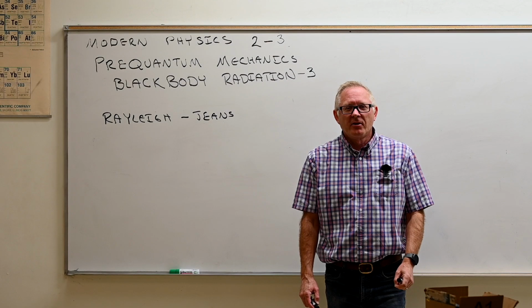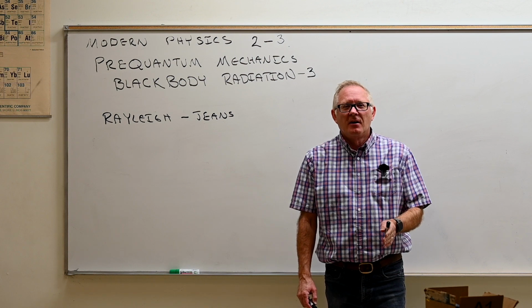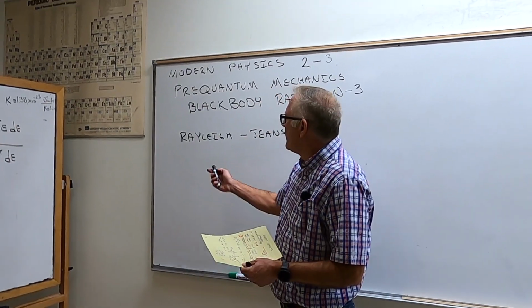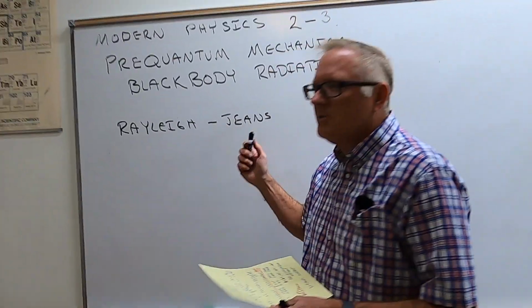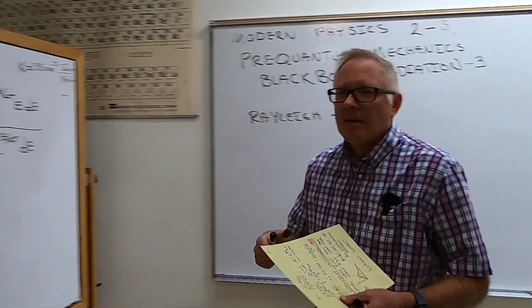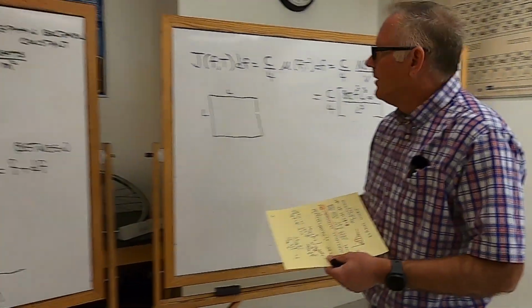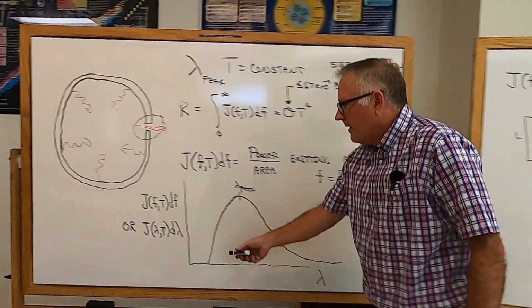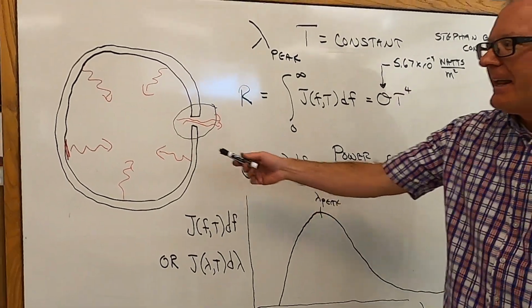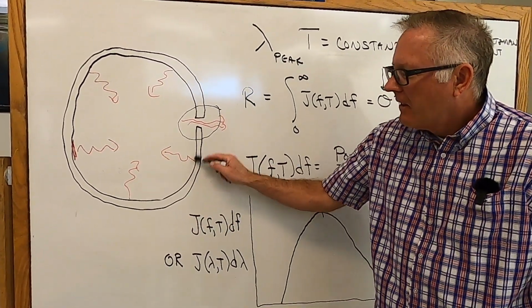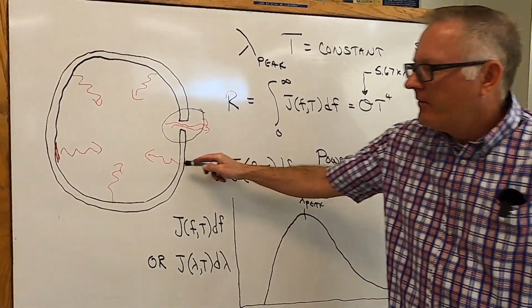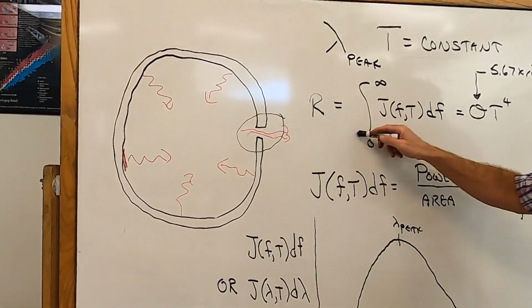So this will be the third and final lecture on blackbody radiation. What we were doing is going through Rayleigh and Jeans' derivation of radiation from a blackbody spectrum, trying to get the equation of this curve right here. Again, we are looking at a cavity where the atoms on the walls are oscillating, giving off radiation. Some of that radiation makes it outside.